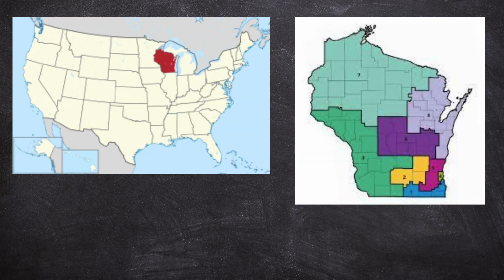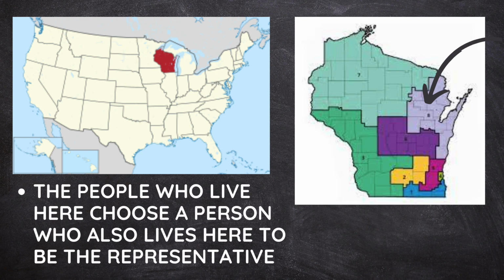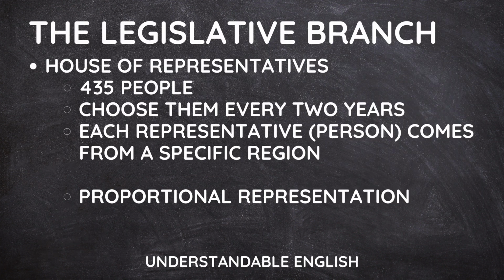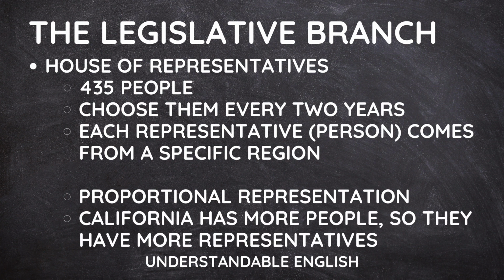For example, if I live in Wisconsin, in this region, the people like me who live here choose a person who also lives in this region to represent us. That is, they go to Washington, D.C. to be in the House of Representatives. Some states have more representatives than others because it is proportional to the population. That means because more people live in California, they have more representatives than we do in Wisconsin.